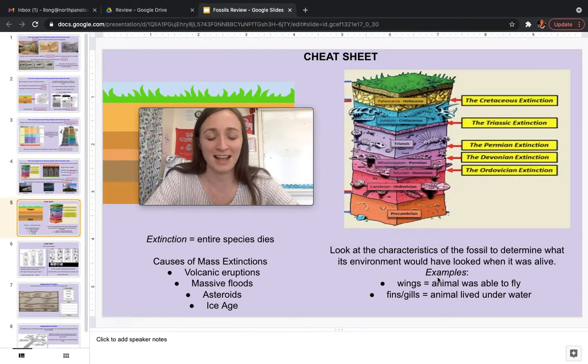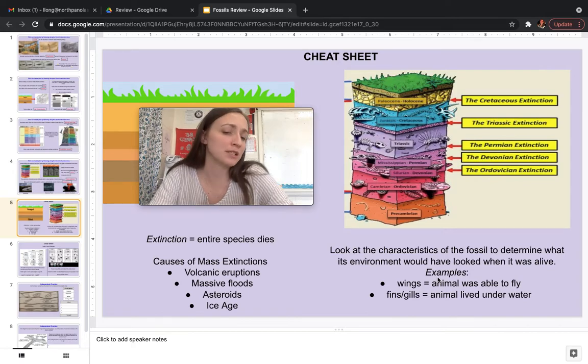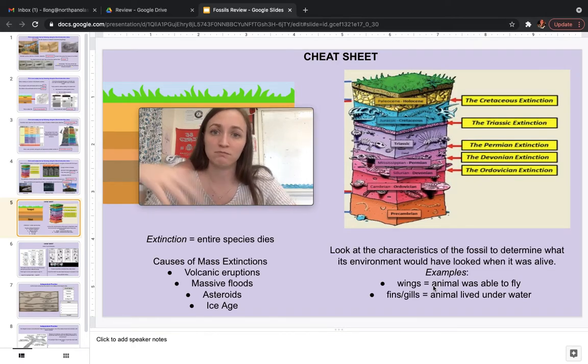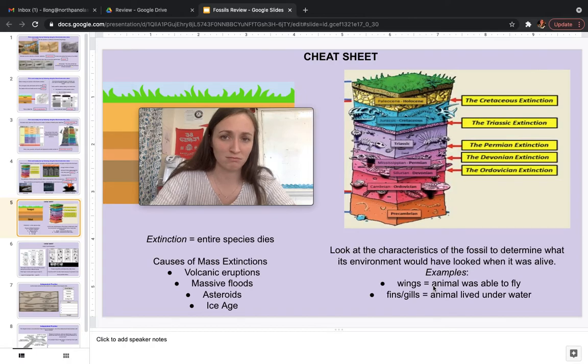That if we are looking at a characteristic of a fossil, which we're about to do in independent practice, we can make a lot of assumptions, meaning we can guess what is true about that animal just based on its body or its bone structures. So for example, if we see the fossil of an animal that no longer exists, that fossil is extinct, and it clearly has wings, it's safe to say that if an animal has wings, it was probably able to fly, right?